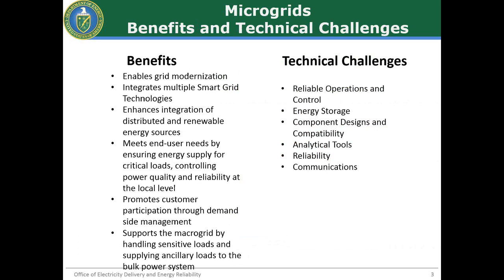So I wanted to list a few benefits here. Microgrid has the capability to improve grid modernization through improving the capability to integrate multiple smart grid technologies, as well as enhancing the integration of distributed and renewable energy sources. Things like combined heat and power and small wind or photovoltaics fit under this microgrid.